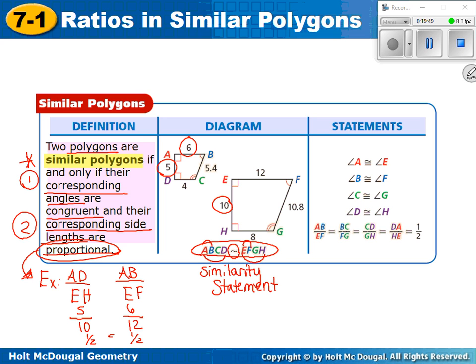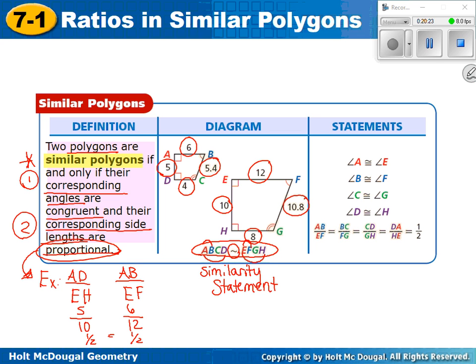So 6 over 12 is 1/2. What's 4 over 8? 1/2. What's 5.4 over 10.8? 1/2. If they're similar, their side lengths have to be proportional, which means when you compare two sides and another two sides, they have to reduce to the same fraction. Does that make sense what I mean by proportional? Not equal. They're not going to be equal. They're going to be proportional. The angles will be equal, but not the sides.